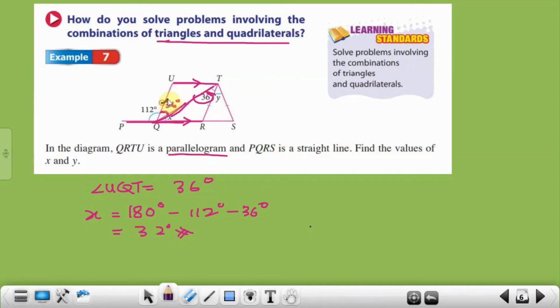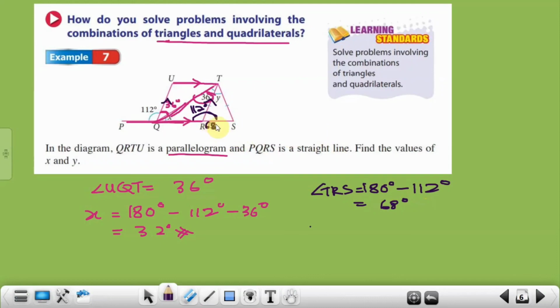This line is also parallel to this line. So what do we have there? This is 112, and when we have parallel, this is also 112. This is also 112. And what is this? The angle of TRS is equal to 180 minus 112. This will be 68 degrees.